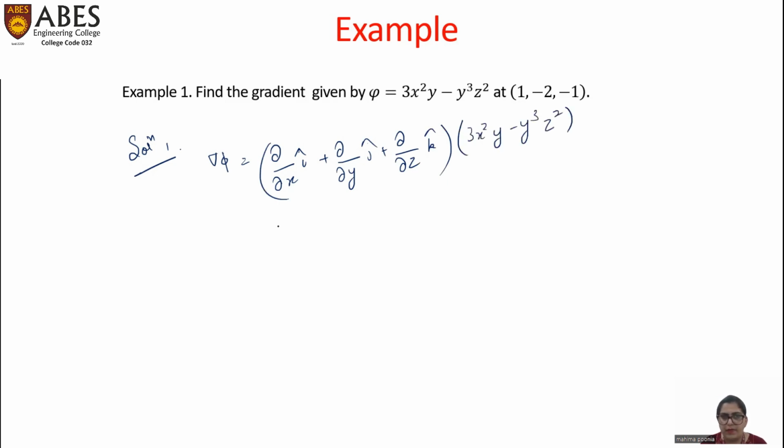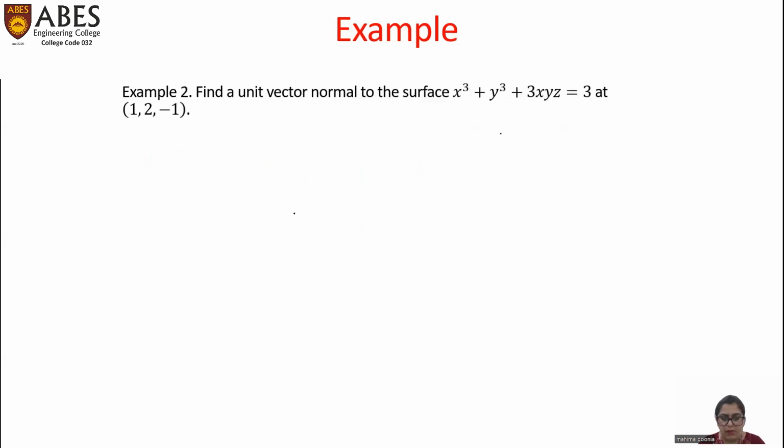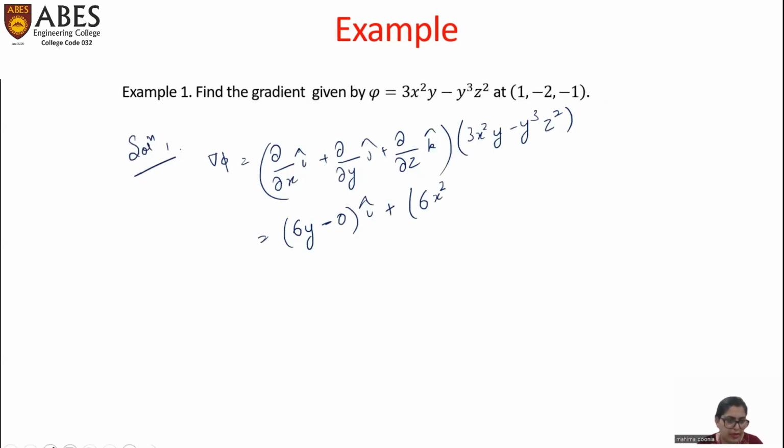Now, the partial derivative with respect to x will be 6y minus 0, i cap. The partial derivative with respect to y will be 6x. Again, y is 1, so the derivative of y will be 1.